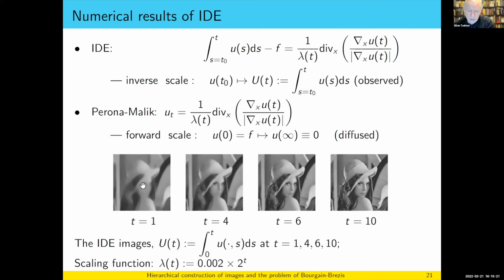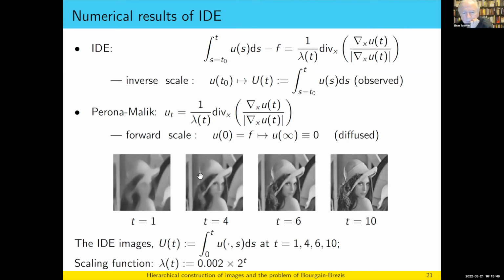So here's the blurred image at intensity scale t equals 1. And here we solve this IDE in the inverse scale space from t equals 1 to t equals 10. And then we move from this image to that image in this fashion. Of course, in order to do that, we have to agree what the blur operator is, because here there is blurring, there is no noise.